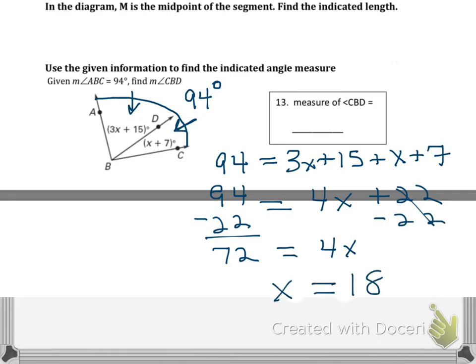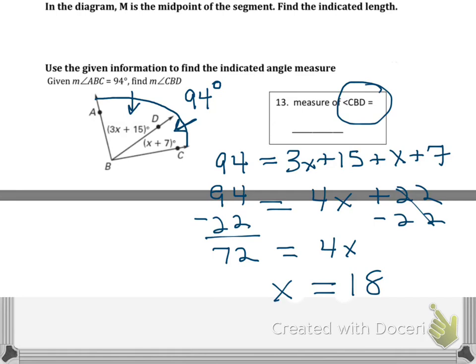So 4 times 8 is 32, and the 2 carry the 3. 4 times 1 is 4, and 3 is 7. So yes, excuse me, x equals 18. But I'm not done. They didn't ask me to find x. They want the measure of CBD. So here's where you have to be careful and make sure that after you do all this good work, you are really answering the question that they're asking you and not just stopping too early.